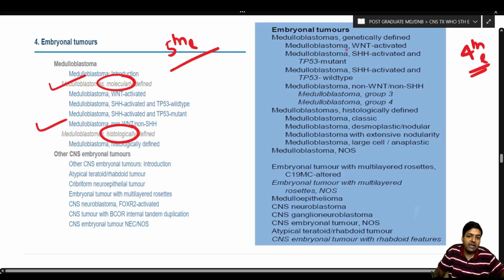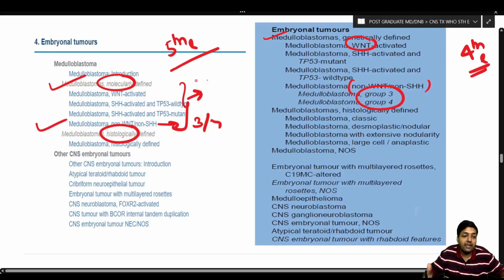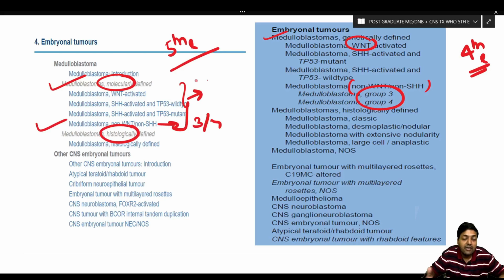Okay, so the medulloblastoma genetically determined is the same. We have the same WNT variety, the SHH variety, TP53 mutant and wild type, and the non-WNT, non-SHH, that is the group 3, group 4 variety. So this is entirely the same. But what has changed is that these molecularly defined groups have been further subclassified. For example, the SHH variety has 8 other groups, and the non-WNT, non-SHH variety has 4 other subgroups. So there has been further subtyping, showing how molecularly heterogeneous medulloblastoma is. We will discuss this in detail.